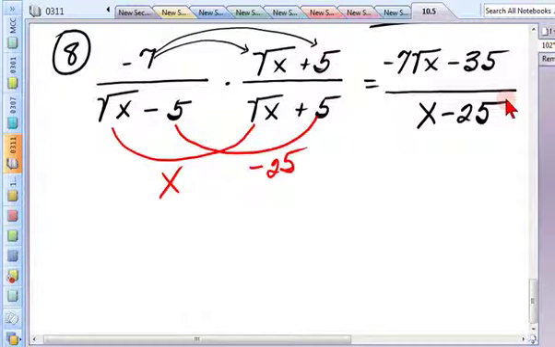Be careful, don't break the rules of reducing or simplifying fractions. Can you factor the top? Well, the answer is yes. I could have pulled that negative 7 back out, but I just multiplied it. Do you have a 7 as a factor down here? No. Can I reduce the 35 and the 25? Yes.